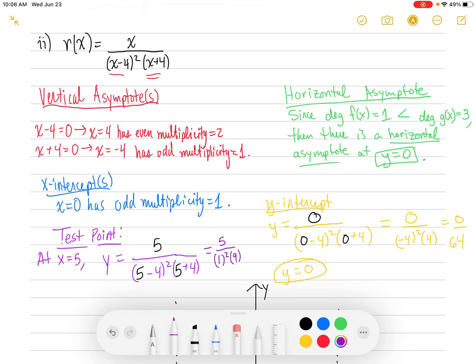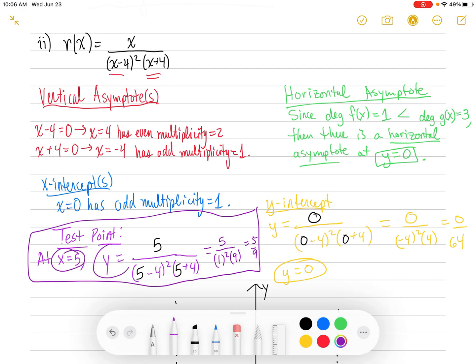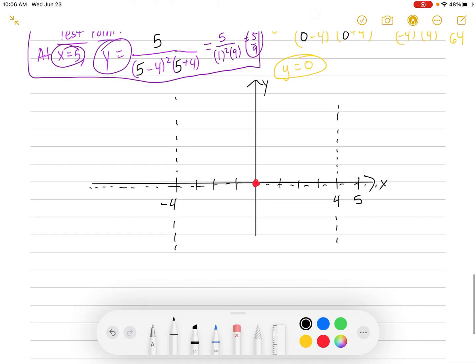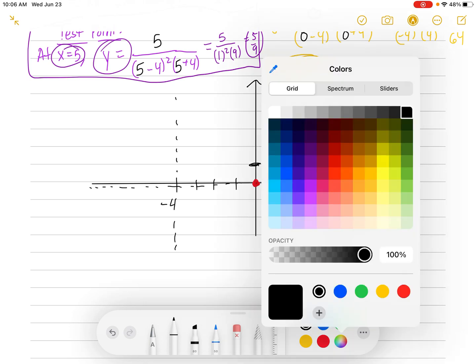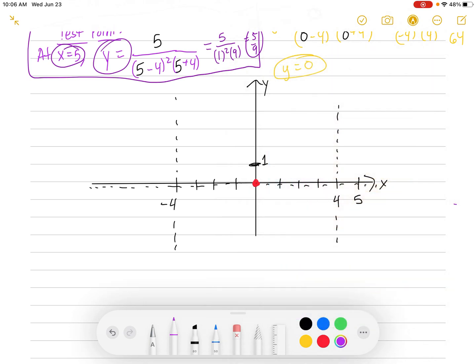So my y value is 5 over 5 minus 4 squared, which is 1 squared. 5 plus 4 is 9. So I'm going to get 5 ninths. So when my x value is 5, my y value is 5 ninths. So where's the point 5 comma 5 ninths? Well, if we imagine this is positive 1 right here on the y-axis, 5 ninths would be almost halfway between 0 and 1. So 5 comma 5 ninths would be right here. That little purple point that I made there on the right side.